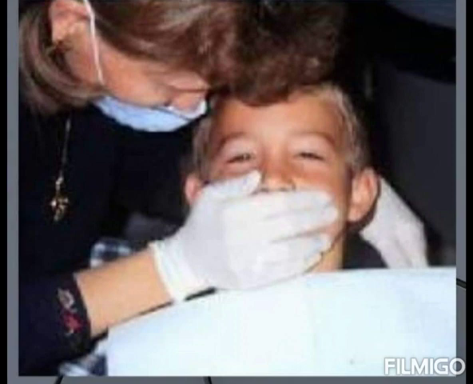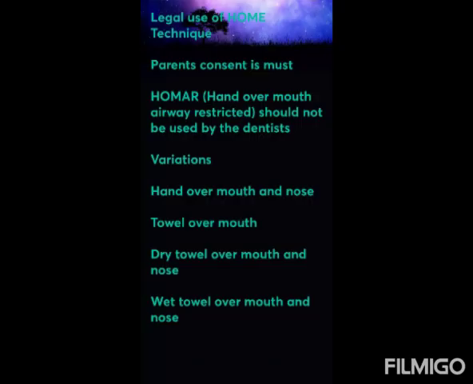So this picture shows the HOME technique. We use the hand and place it over the child's mouth, and we expect some behavior. Once the child responds, we remove the hand. For legal use of the HOME technique, parents' consent is a must, and HOMAR, that is hand over mouth airway restricted, should not be used by the dentist. So we place the hand only over the mouth.